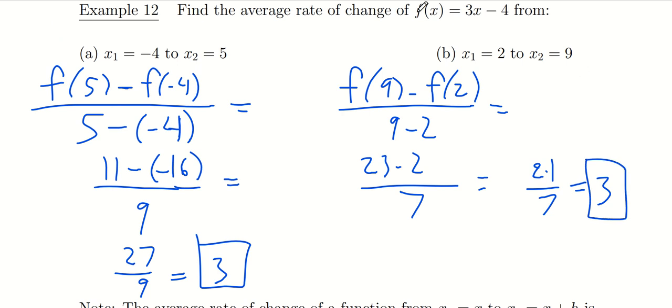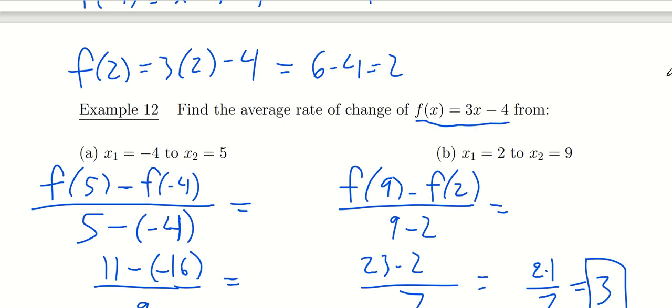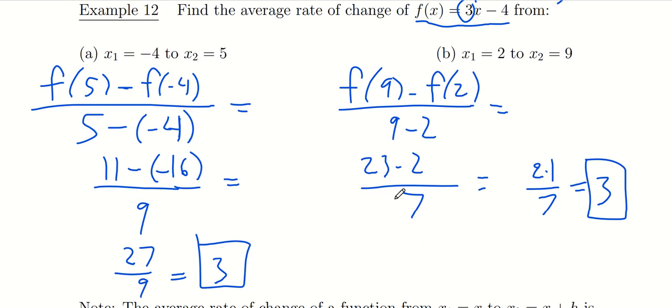What's interesting for this particular example is if you compare the answers to part A and part B, notice that we got the same value. We got the value of 3 and 3. That's no coincidence. If we go back and look at the function that we had, f of x, which is equal to 3x minus 4, that's a linear function. That is of the form mx plus b. And we know that for a straight line, the slope or the rate of change between any 2 points is always the same, and that's the value that's the slope. And notice that the slope of this equation so happens to be positive 3, which matches up with exactly what we got from the average change over the intervals given in part A and part B.